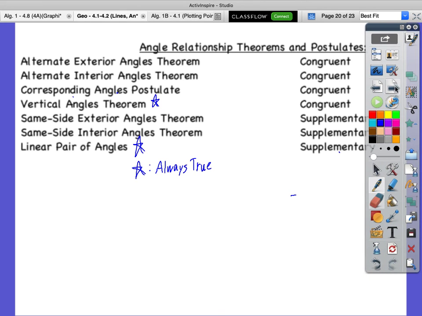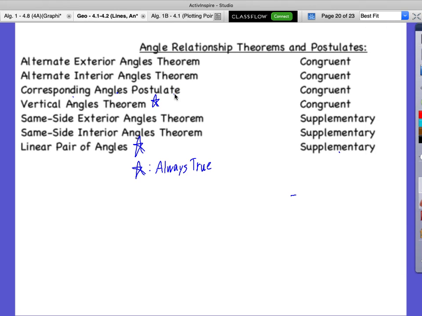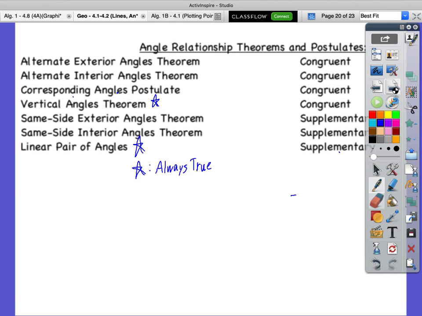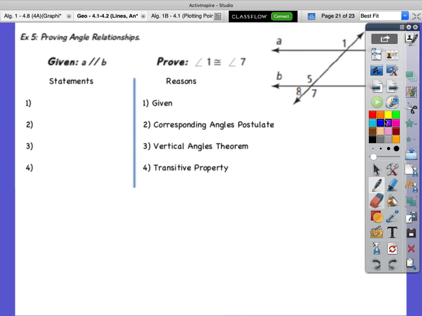Okay, so this just goes back to this. Once again, I'm not going to be concerned whether you know that this is a theorem versus this is a postulate. I am not concerned whether you know that. So enough, we're going to go on to this example 5.